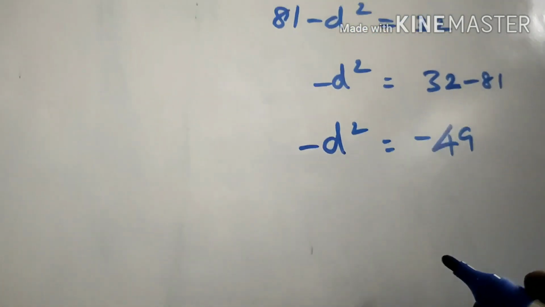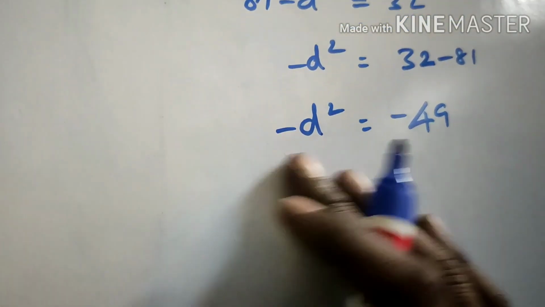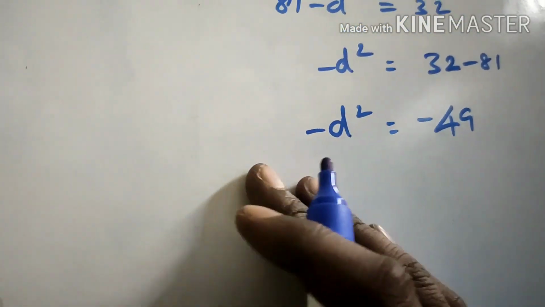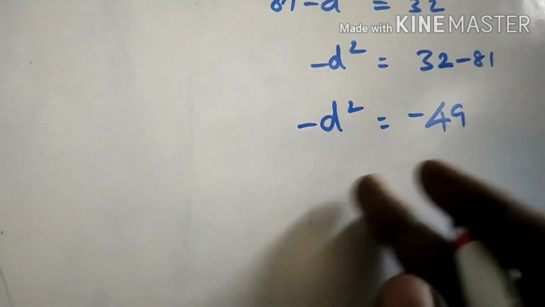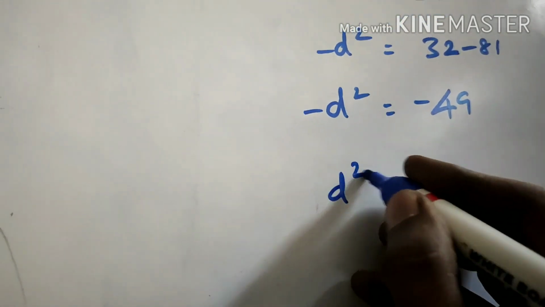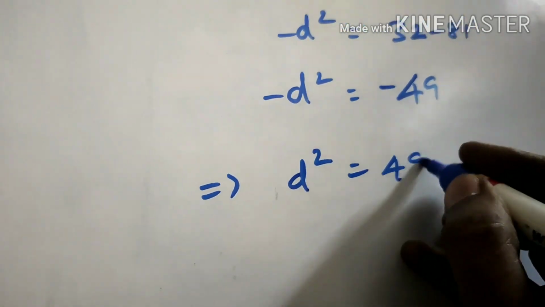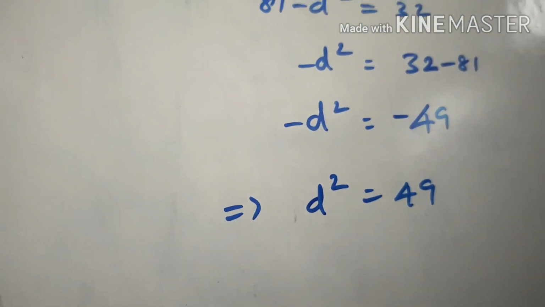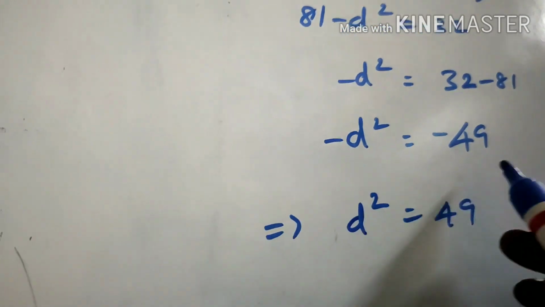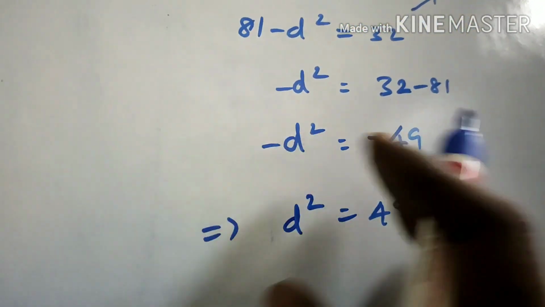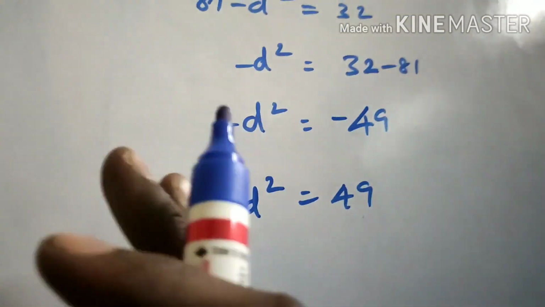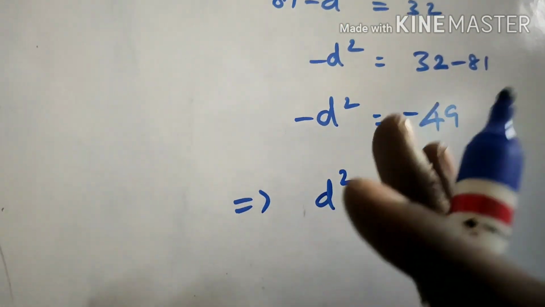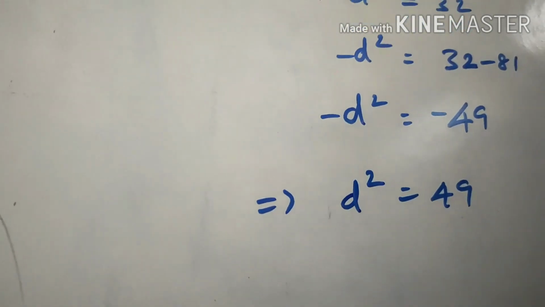Okay, so now you can change the symbol, or multiply by minus on both sides. If you multiply by minus on both sides, it becomes plus, which implies D square equal to 49. In an equation, you can multiply with any symbol, plus or minus, on both sides. Whatever you do, you do it on both sides, that's all.